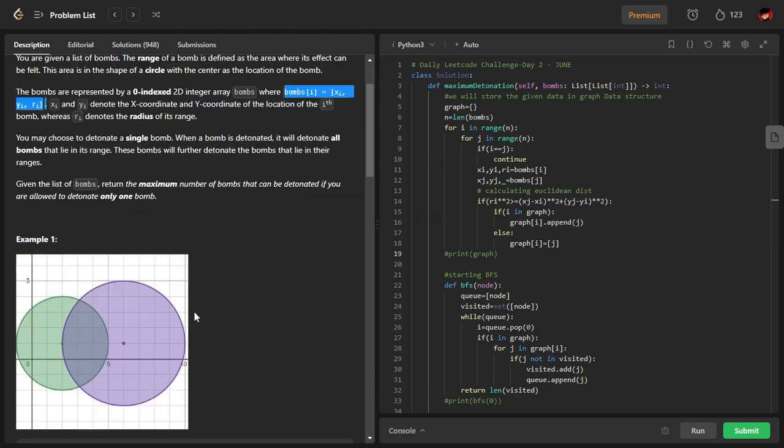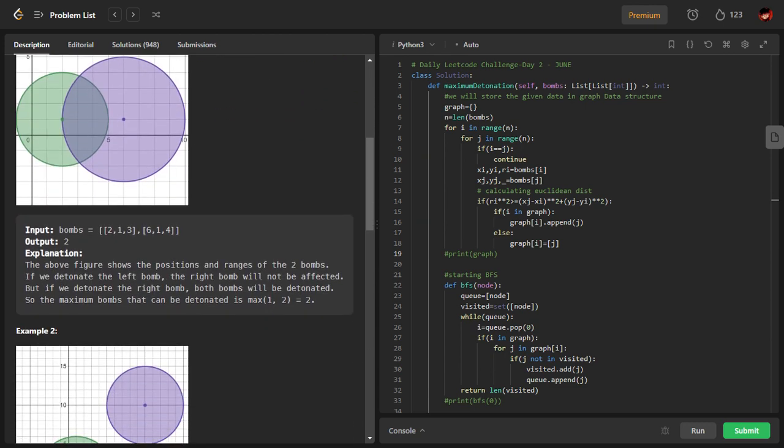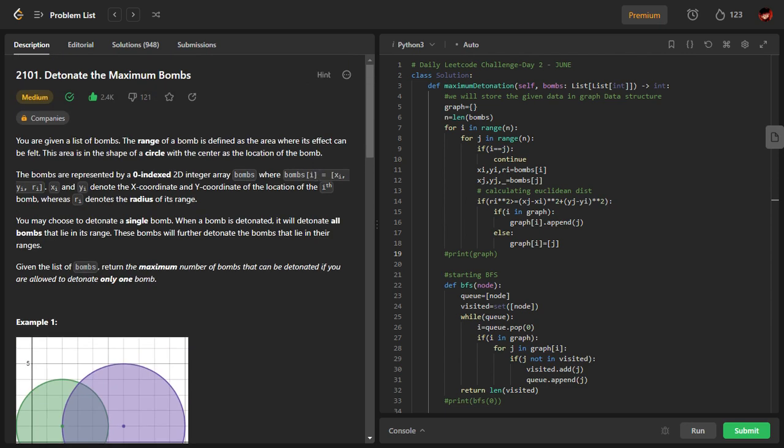What are the three things you are seeing here? Each one has three integers. What is the meaning of that? The first one is the x component, that means the x index, then the y index, and then the radius of it, the bomb radius. xi and yi denote the x coordinate and the y coordinate of the location in which the bomb is present, and ri represents the blast radius of it.